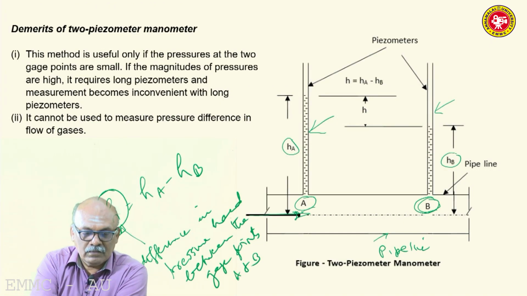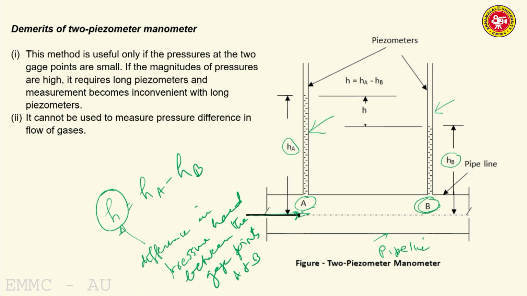So this method, what are the demerits? Like we discussed the demerits in the piezometer, here the demerit is that it is useful only if the pressures at the two gauge points are small. Piezometers, we discussed, are used for measuring only moderate pressures. They cannot be used for measuring high pressures, of lighter liquids particularly. So when the pressure difference is small between the gauge points, then you can use this two piezometer manometer. If the magnitudes of pressures are high, it requires long piezometers and it becomes inconvenient to measure the pressure difference.